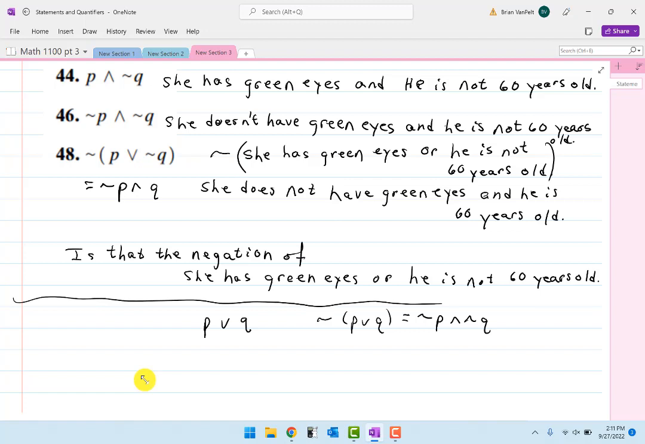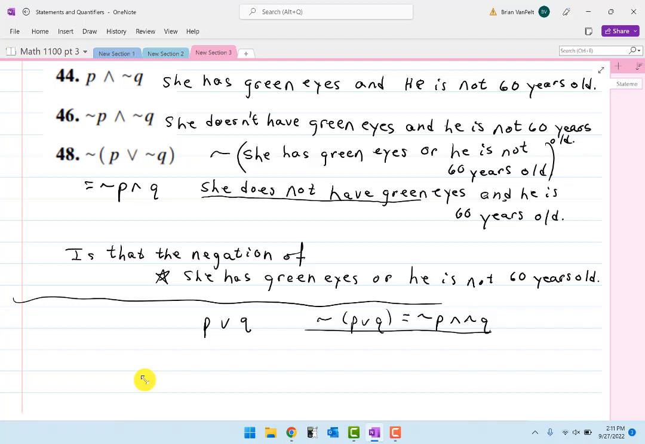It's hard for me to come up, without using symbols, with how this applies to the statement I was just looking at right here. How do I negate that? Well, the only way I know to negate that is to use the symbol equation that I have here. That means that I'm going to negate the she has green eyes, so that's where I have this.